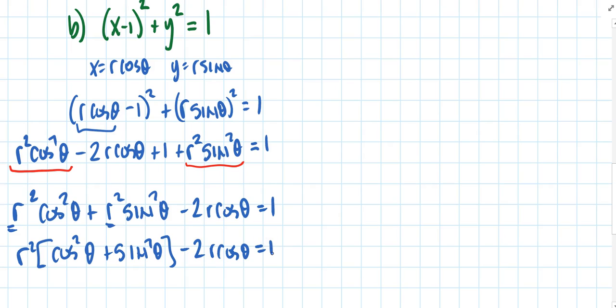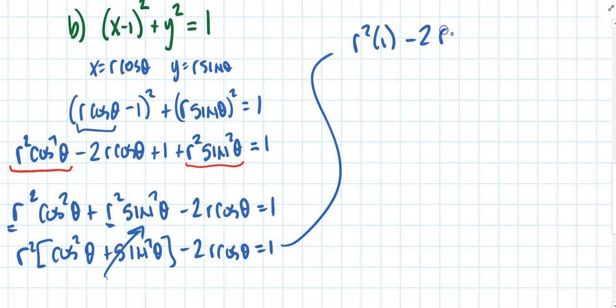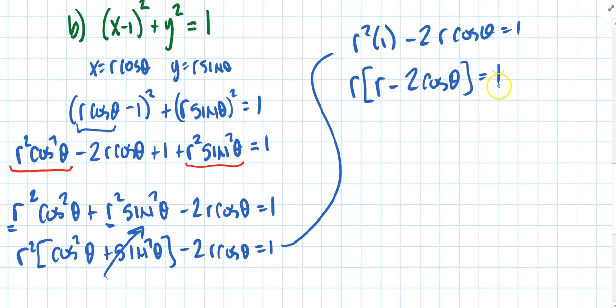Now, we know that cosine squared plus sine squared, of course, is equal to 1. So I'm going to move this up here, and this whole piece is going to go to 1. So I'm going to get r squared times 1, basically, minus 2r cosine theta is equal to 1. So I don't need to write that 1 there. I can factor out an r, and that would leave me with r times the quantity r minus 2 cosine theta is now equal to 1.